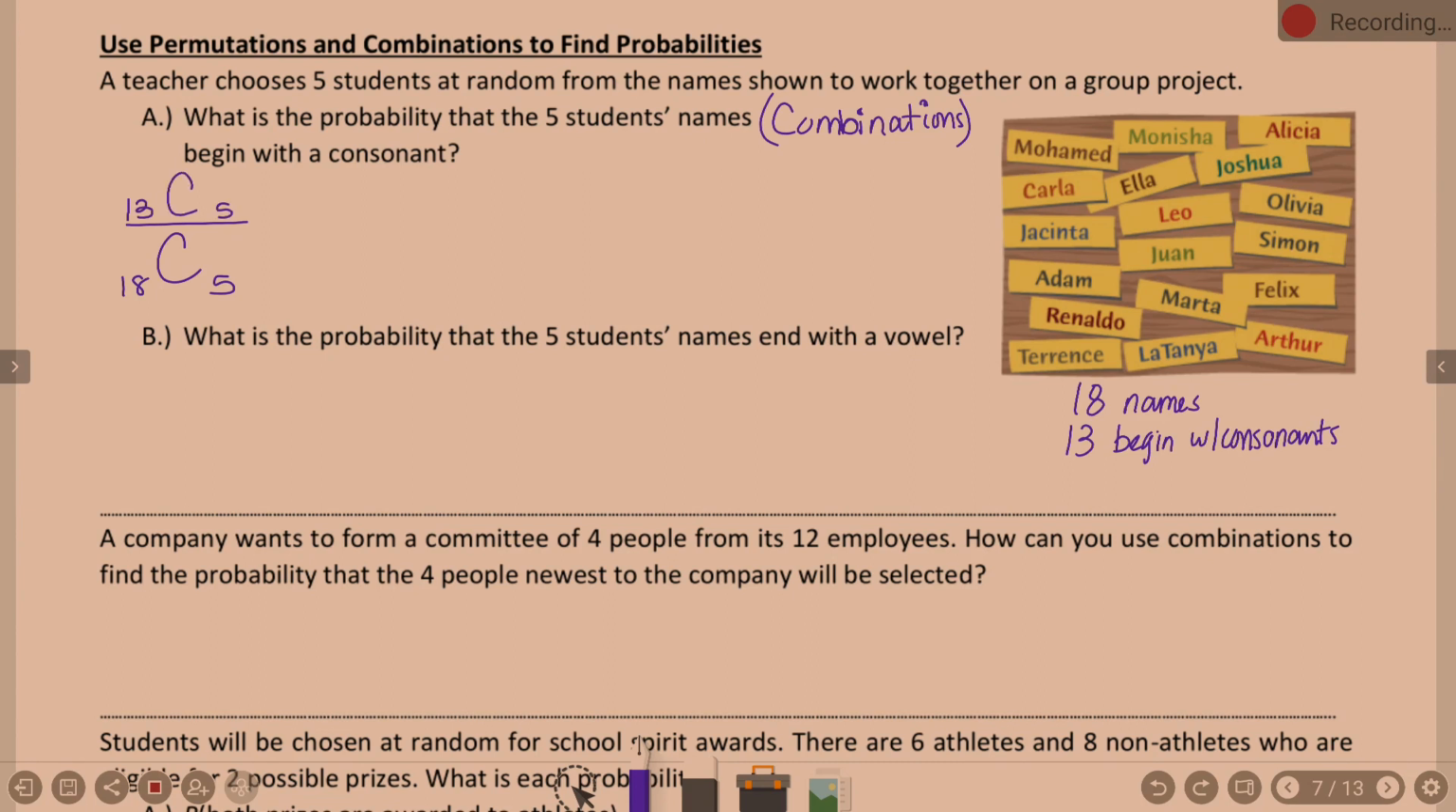Now, we could write that all out by hand. We could learn the calculator. What are you feeling? Calculator. Okay, get your calculator in front of you. I, of course, am going to demonstrate on my calculator. However, every calculator has this option.